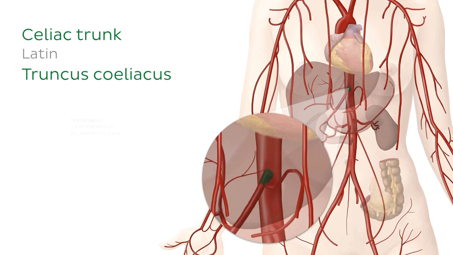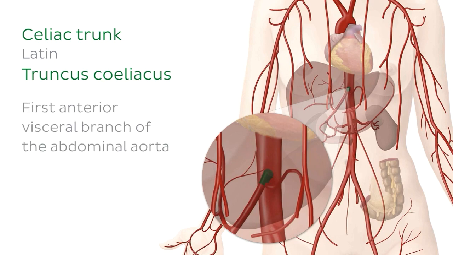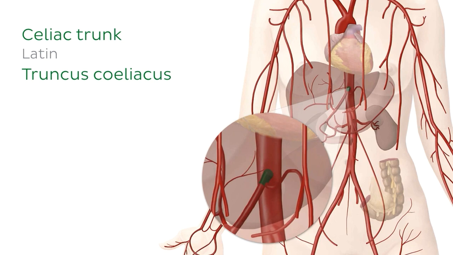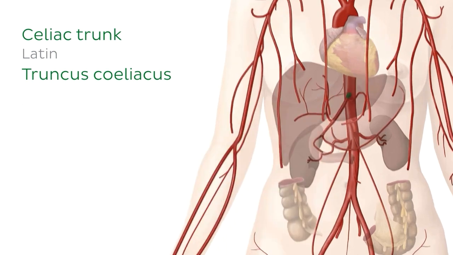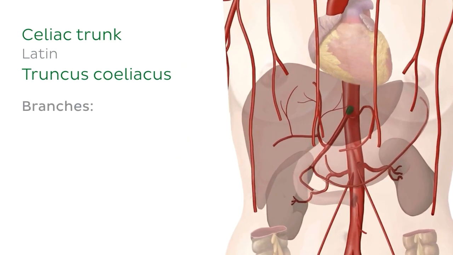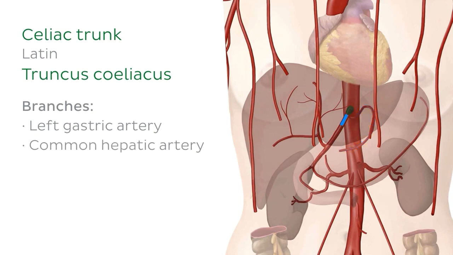The celiac trunk is also the first anterior visceral branch of the abdominal aorta, and although the celiac trunk is a very short vessel, only about 1 centimeter in length, it serves the massively important function of supplying the foregut via its 3 major branches, which we'll be covering in more detail. These branches include the left gastric artery, the common hepatic artery, and the splenic artery, which we can't see on this particular image, but is roughly indicated by this squiggly line.